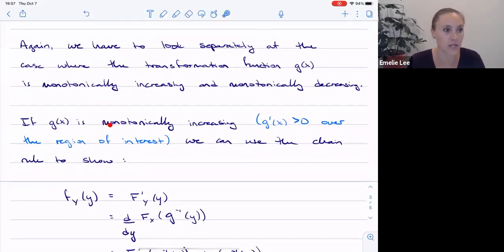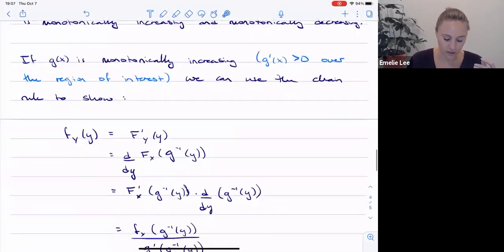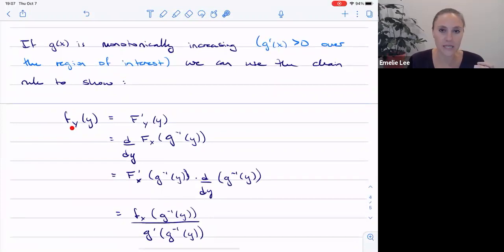So if g of x is monotonically increasing, meaning that the derivative is greater than 0 over the region of interest, that's kind of implied. So I didn't write that for the second portion, but the derivative is positive. We can use the chain rule to show that, okay, well, the PDF, denoted by a lowercase f, so now I'm talking about the PDF of y, is going to be the derivative of the CDF of y. Luckily, we just developed the CDF of y if g of x is increasing, right? And so we said that, okay, well, if I have the CDF of y, then I can take the derivative of that and I can find the PDF of y.